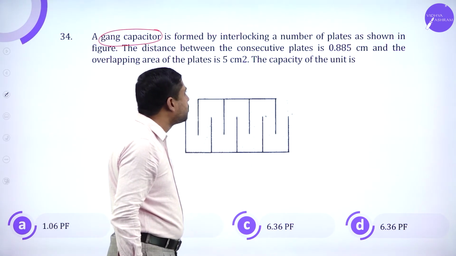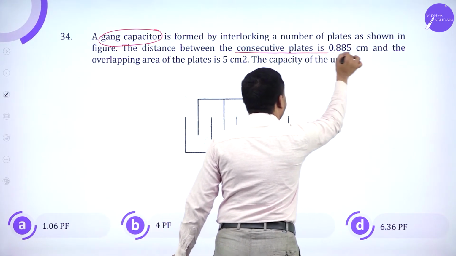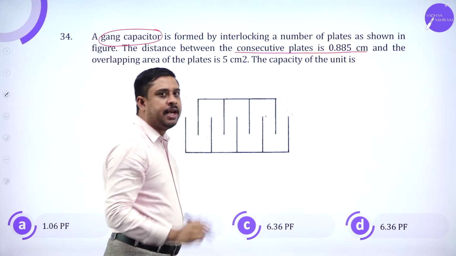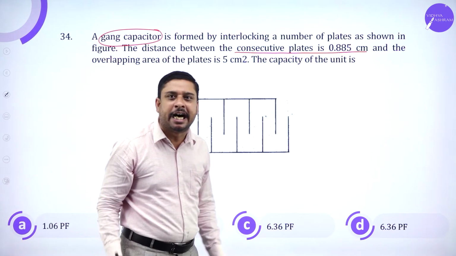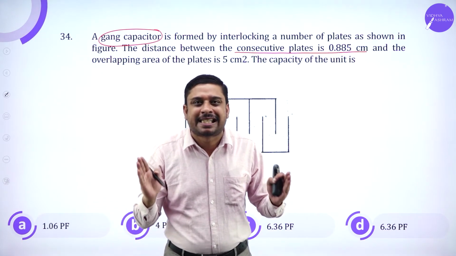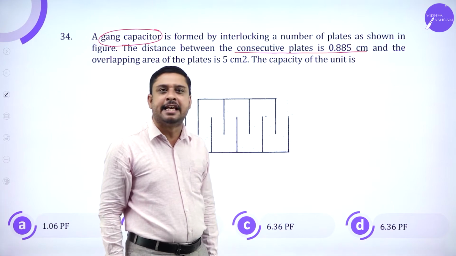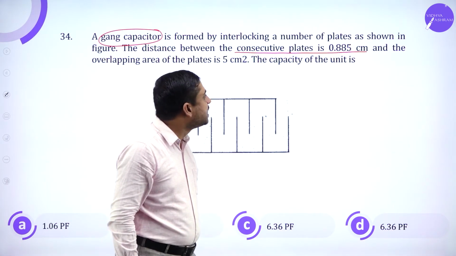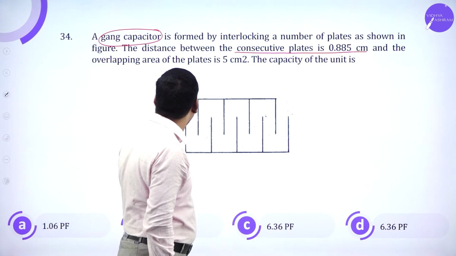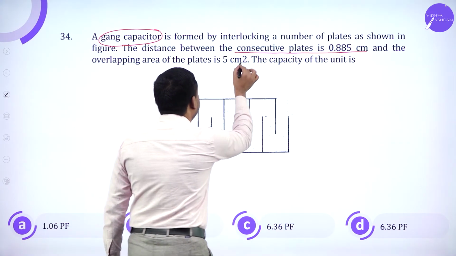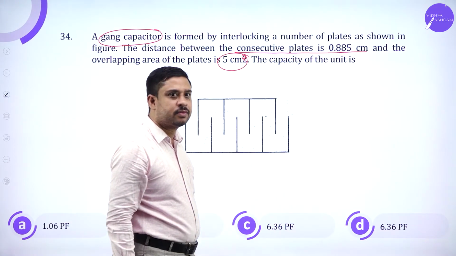The distance between the consecutive plates is 0.885 centimeter. The distance between two successive plates is 0.885 centimeter and the overlapping area is 5 centimeter square.